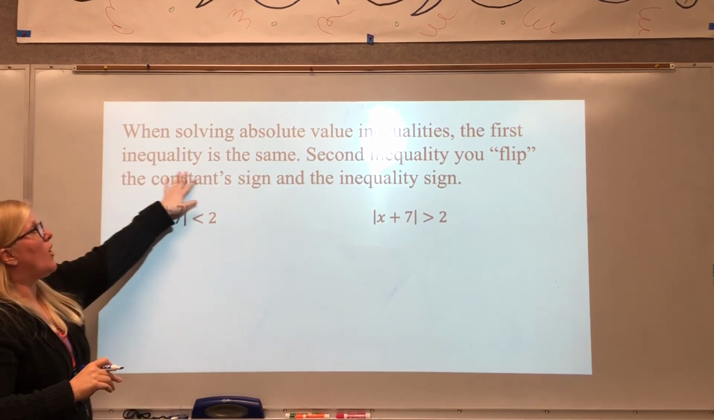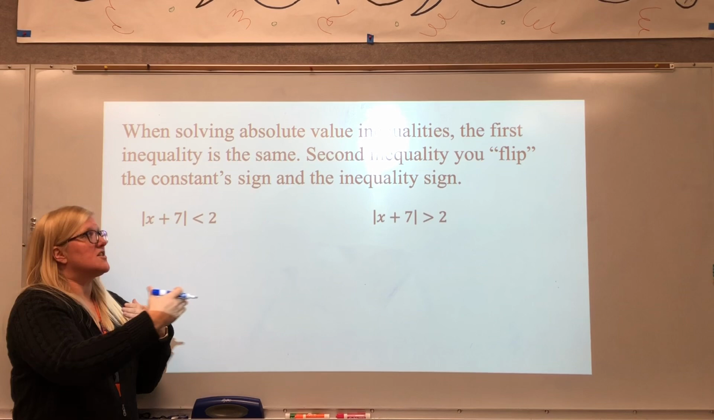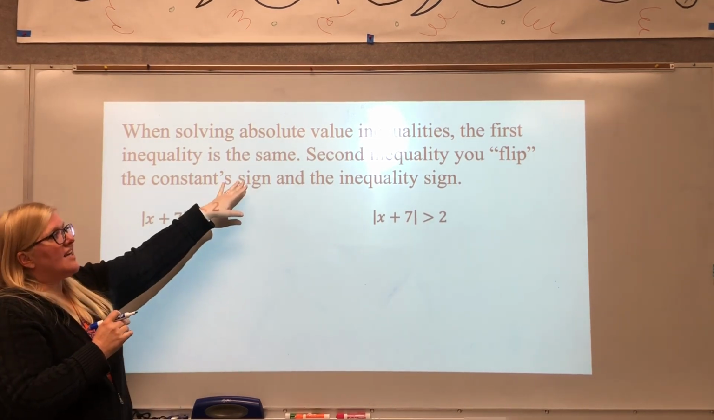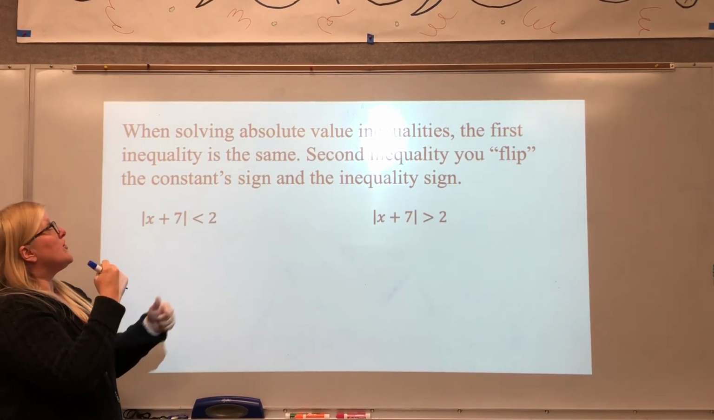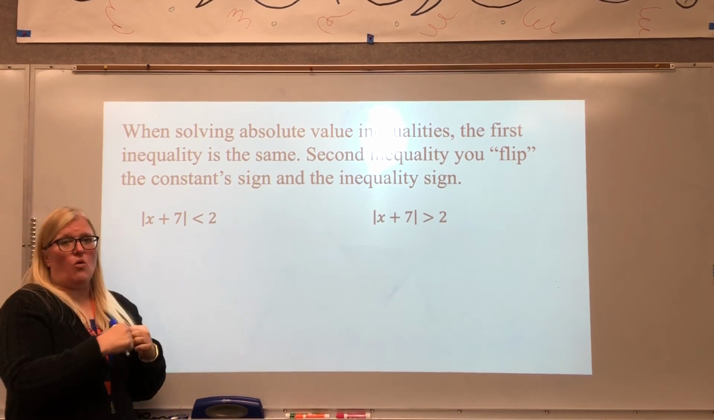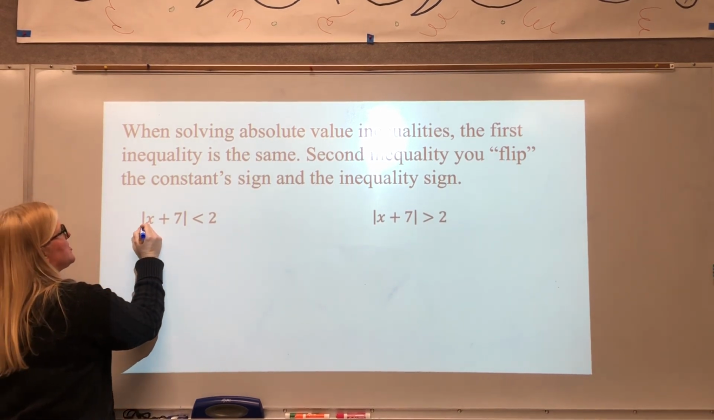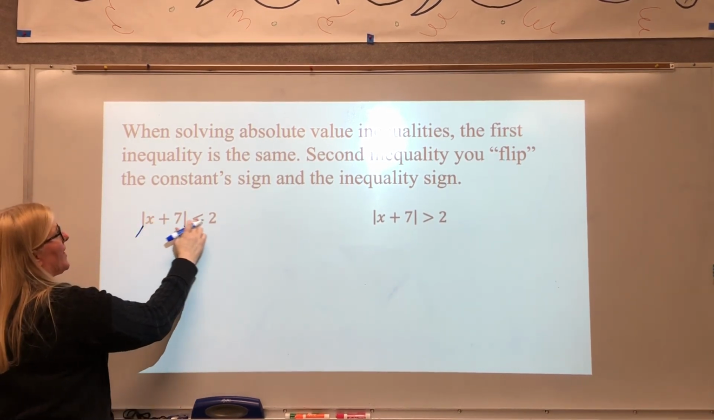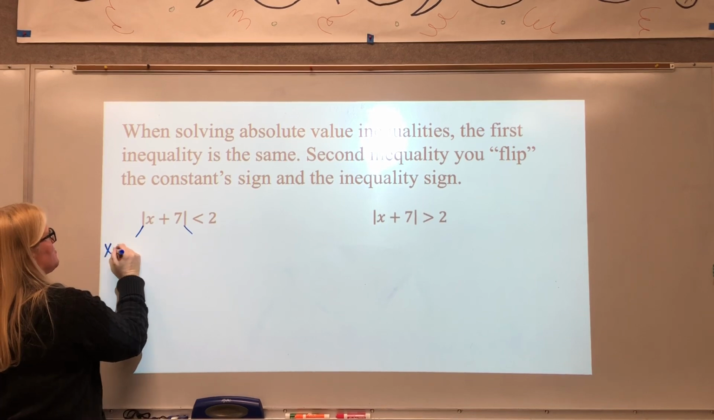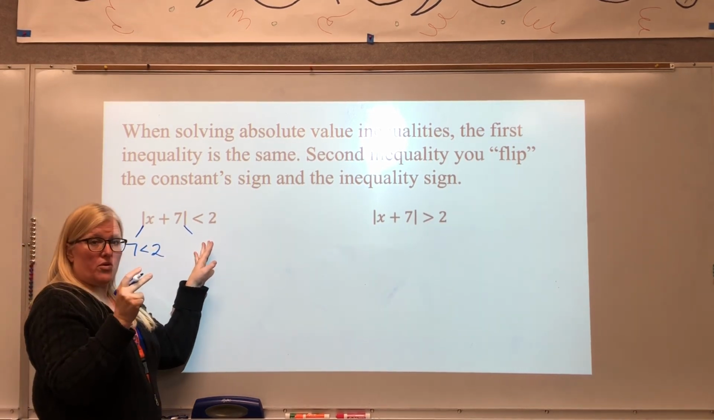All right, so this is in the notes, but it says when solving absolute value inequalities, the first inequality is the same, just like with an equation. You write out the first inequality. The second inequality, you flip the constant sign and the inequality sign. Okay? So, for example, for this one, I'm going to write out exactly how it is. X plus 7 is less than 2. But now I've got to flip both.